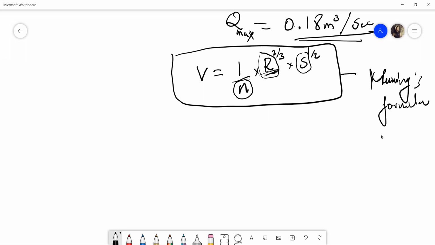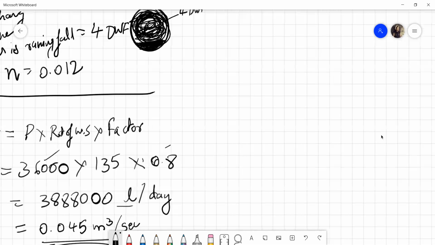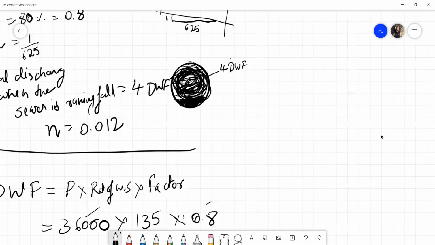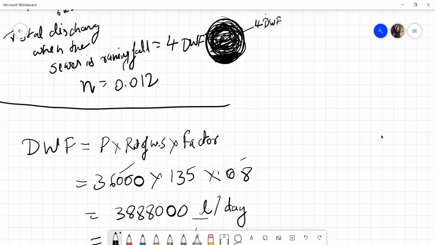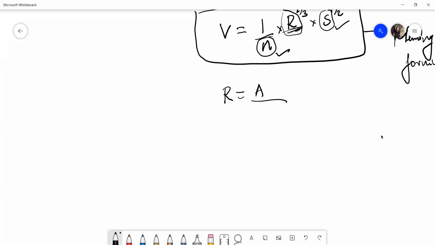So here we know all the values. We know N, the Manning's constant, given in the question. Slope is given in the question. Only the hydraulic radius we have to find out. The formula is R equal to total area of the cross section divided by the perimeter P.